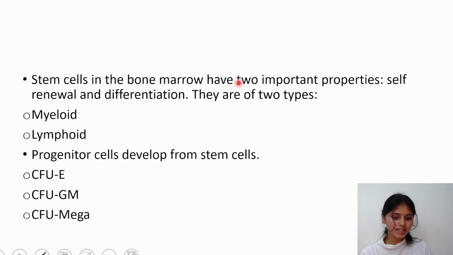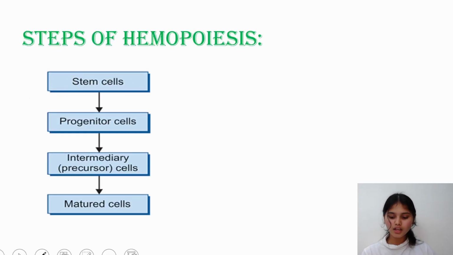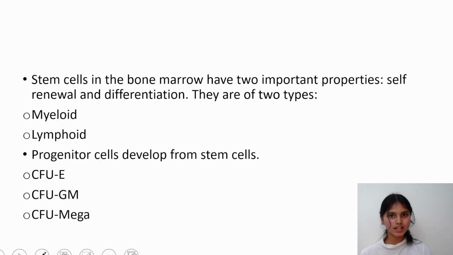Now the stem cells in the bone marrow have two important properties, self-renewal and differentiation. These are important because if they do not differentiate and do not renew themselves, you're eventually going to become deficient. The stem cells are of two types, myeloid and lymphoid. Lymphoid is related to leukocytes. Myeloid could be related to erythrocytes, platelets, etc. You'll learn in depth later.